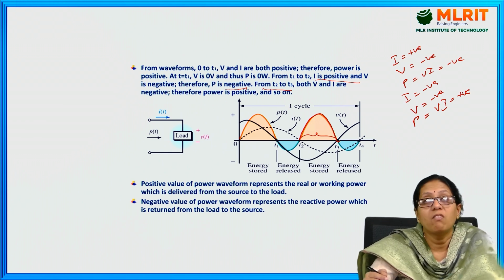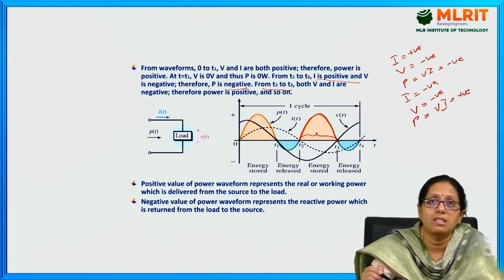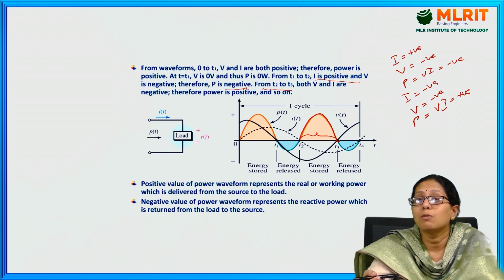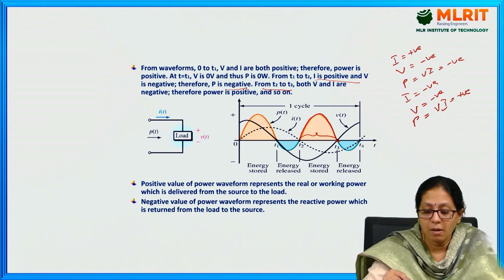And when the power is in the negative cycle, you will call it energy released. In this picture, you can see the energy stored is more when compared to the energy released. So the positive value of the power waveform represents the real or the working power.